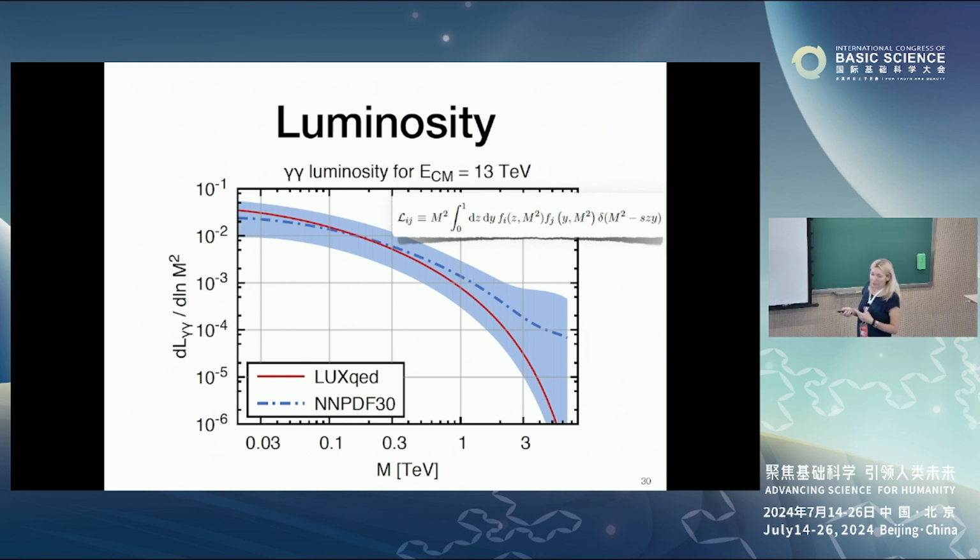Now, this is the luminosity plot, the one that I showed at the beginning. What is relevant if you produce a resonance produced by two photons. This was, again, the old plot, and this is now our plot with our uncertainty here. You see the uncertainty is really much, much smaller now.